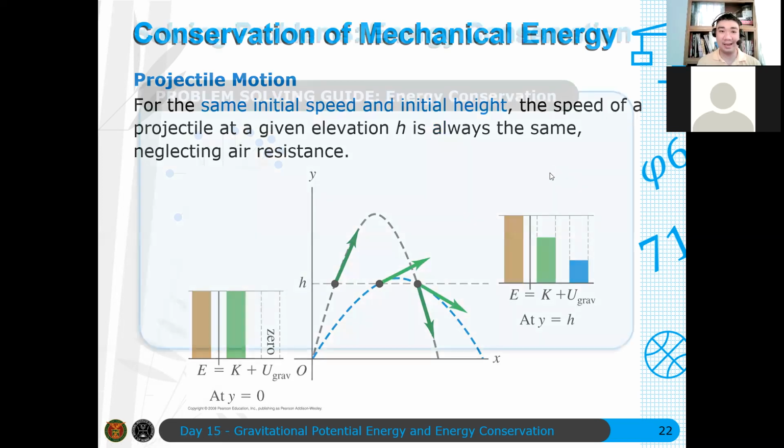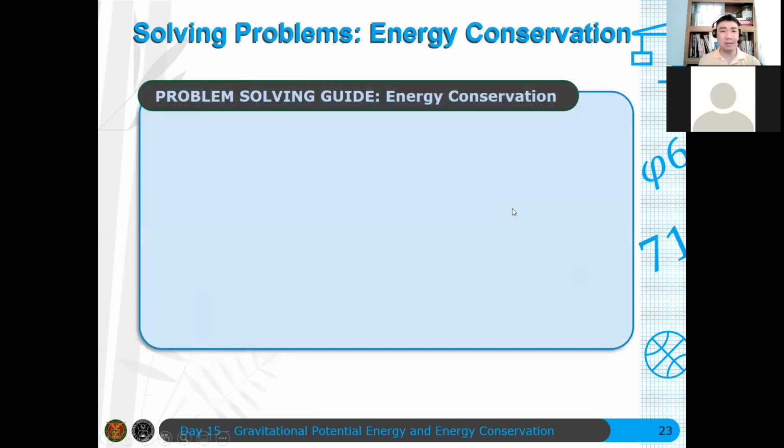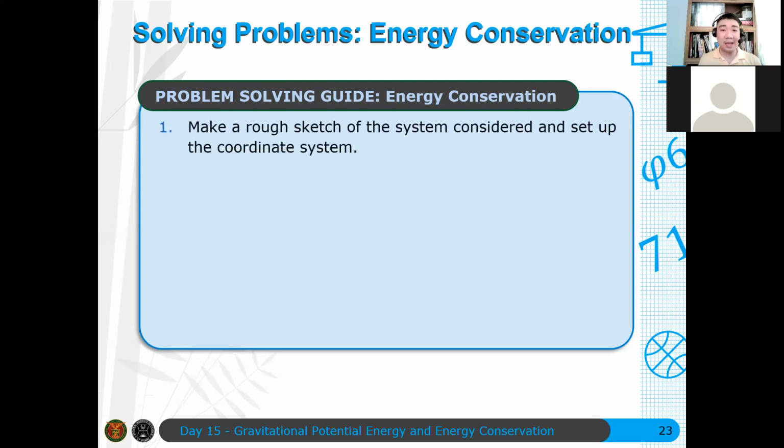None po. So, ang tanong, paano natin i-solve yung mga problems involving energy conservation? So, we have a problem solving guide kasi maraming examples ng energy conservation at usually marami pa rin nalilito rito. Actually, scalars nga lang yan eh, pero marami pa rin nalilito. So, first, we make a rough sketch of the system considered and set up the coordinate system. Hindi naman nawawala yan. Lagi ko namang sinasabi yan since the start of the semester. Pero ngayon, iba na ang point of view natin.